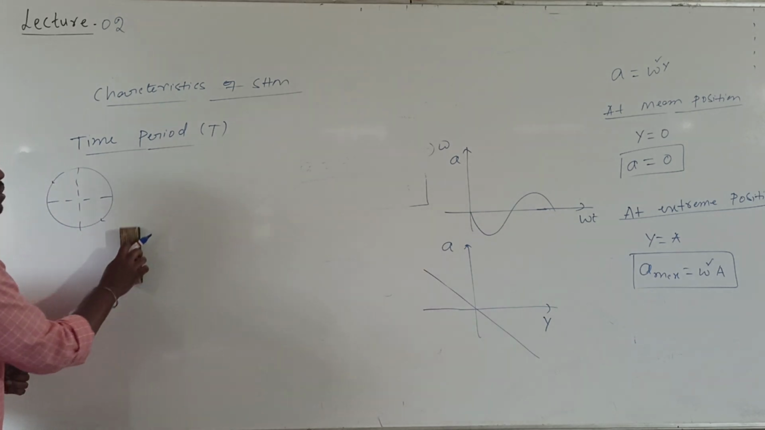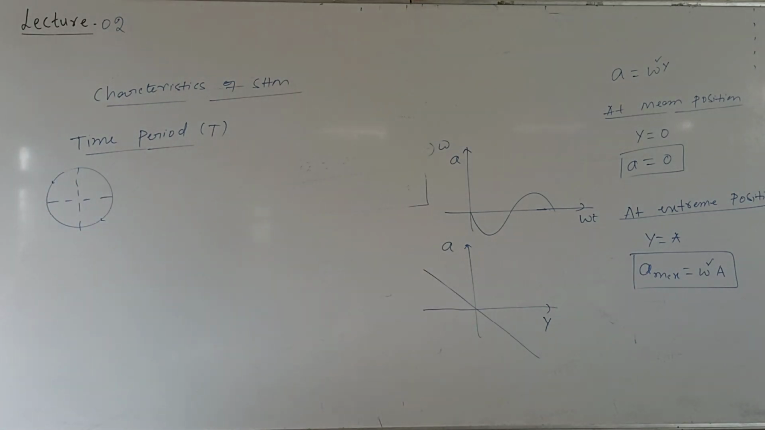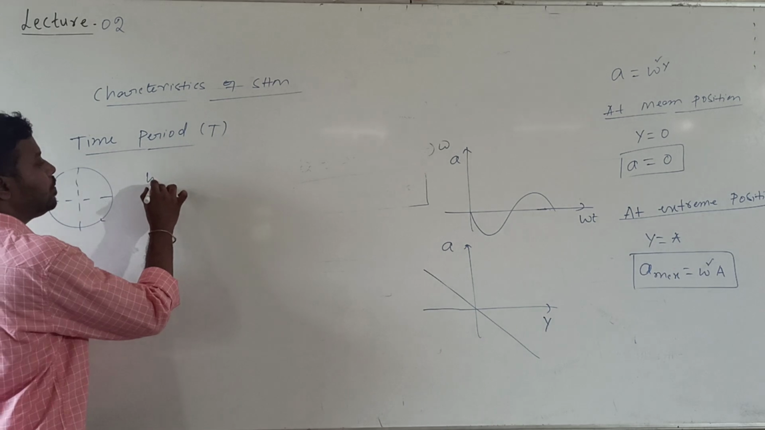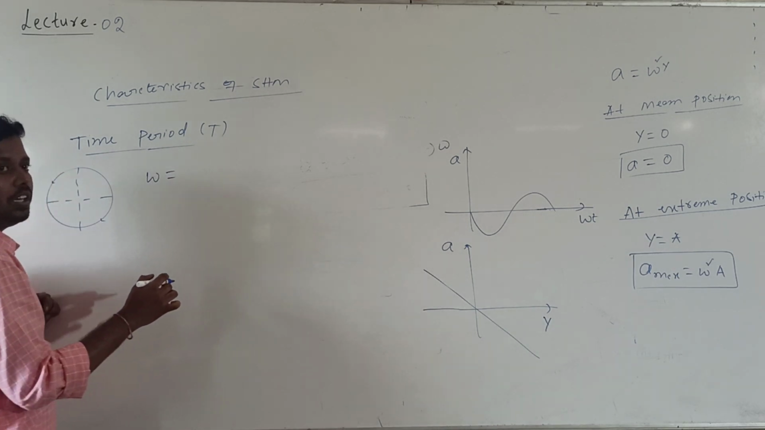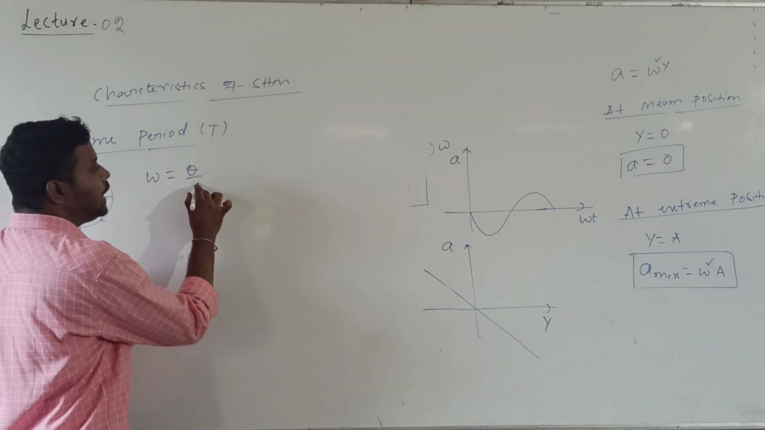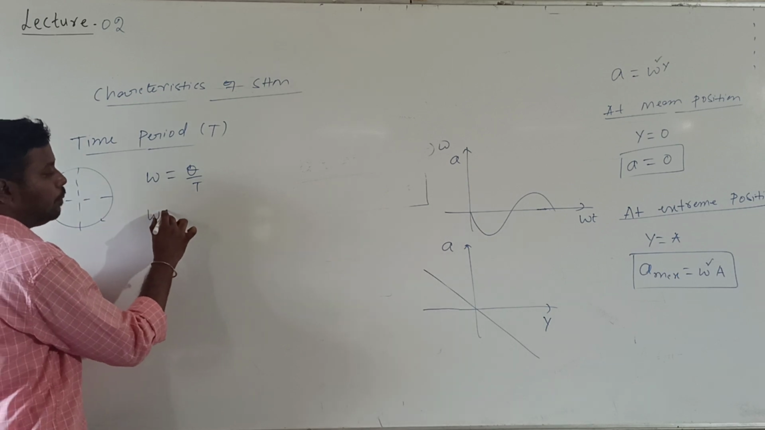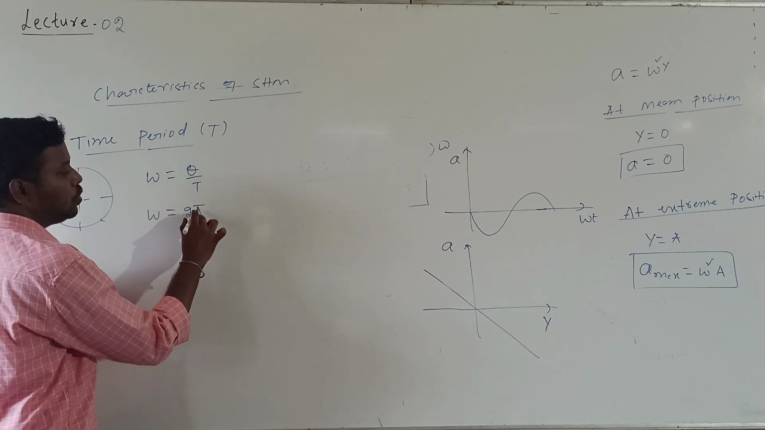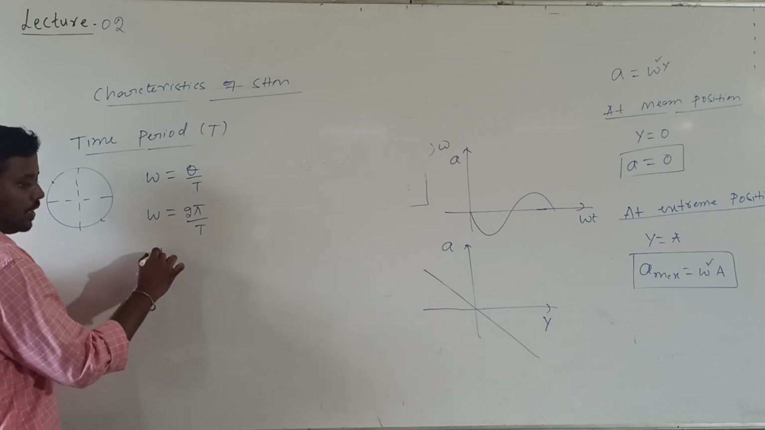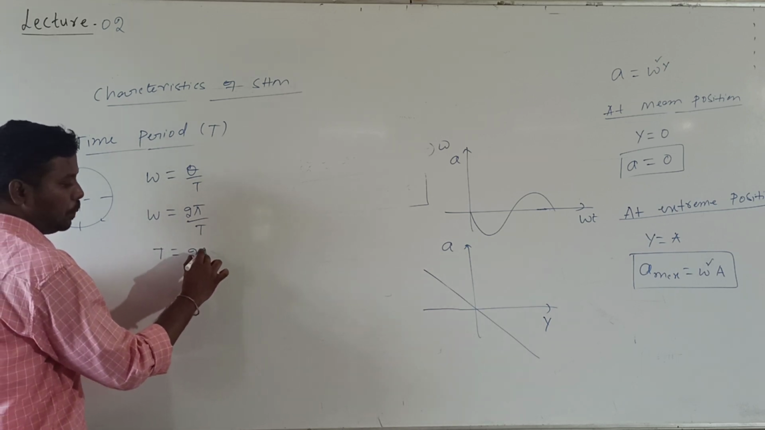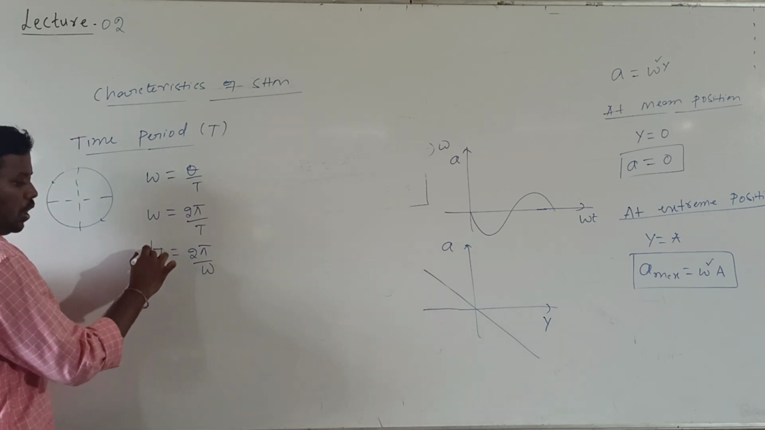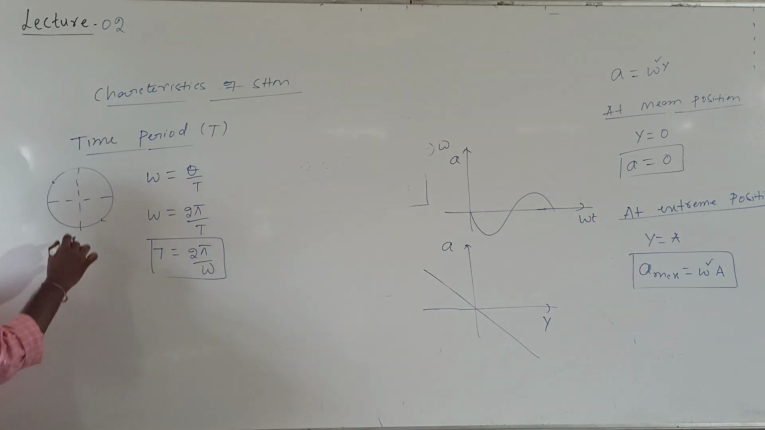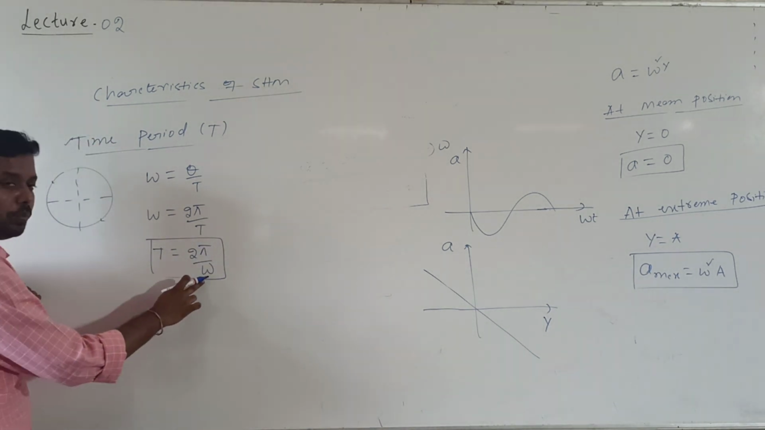But in circular motion, we know the relation between the time period and angular frequency. So omega will be equal to what? Omega is equal to theta by t. When the particle completes one rotation, theta is 2 pi, so omega is 2 pi by T. From this, T is equal to 2 pi by omega. To calculate the time period of a particle executing SHM, we need omega.